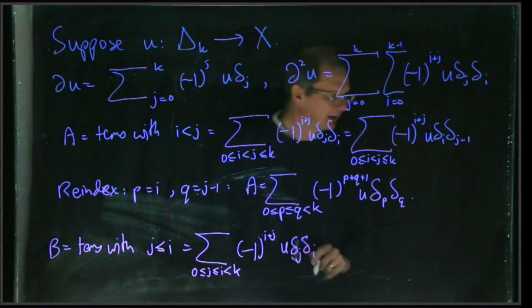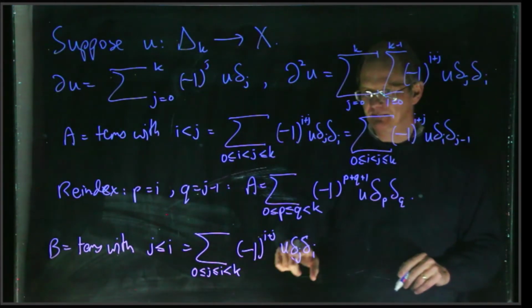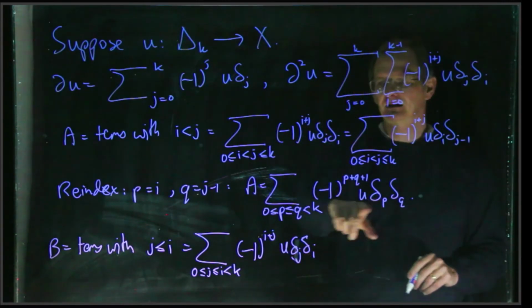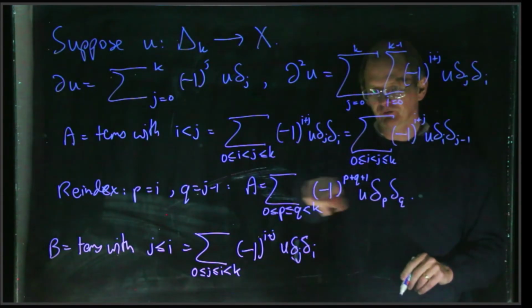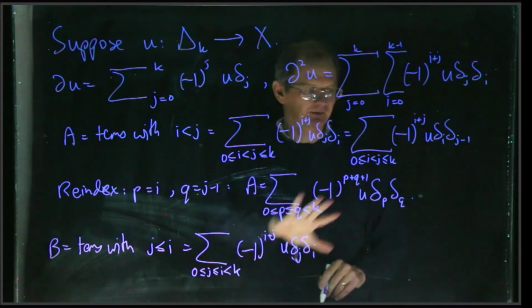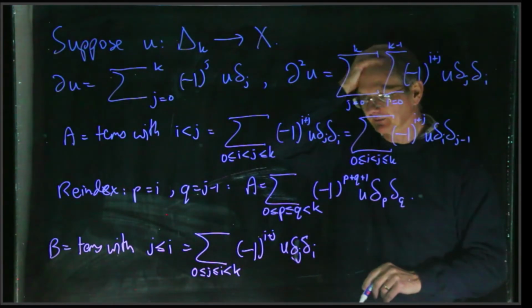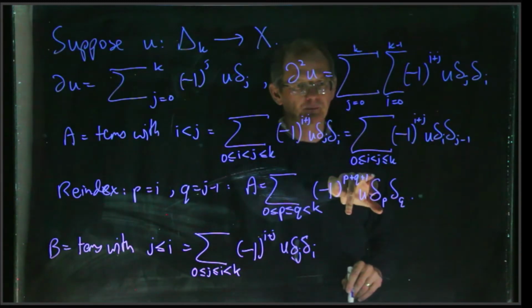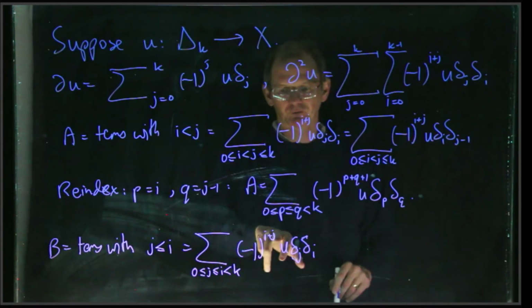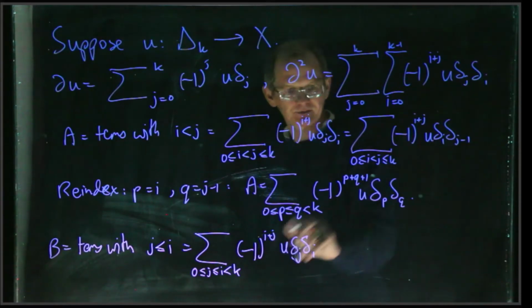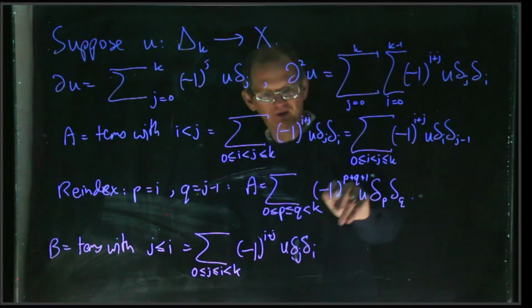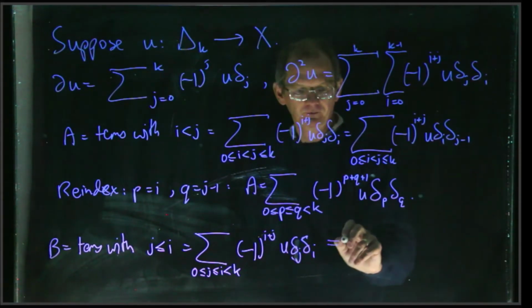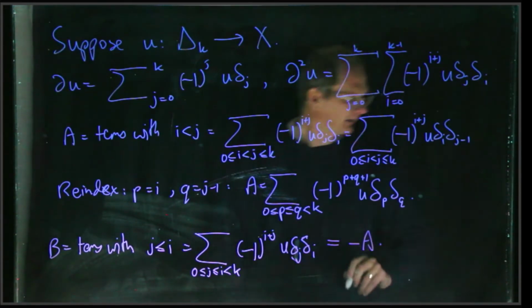But this is just the same as this, more or less. Here you've got P and Q, here you've got j and i, but these are just dummy variables, so it doesn't matter what they're called. So everything's exactly the same, except there you've got a p plus q plus 1, and here you've got an i plus j. So this is all exactly the same except for an extra minus sign, so this is minus A.